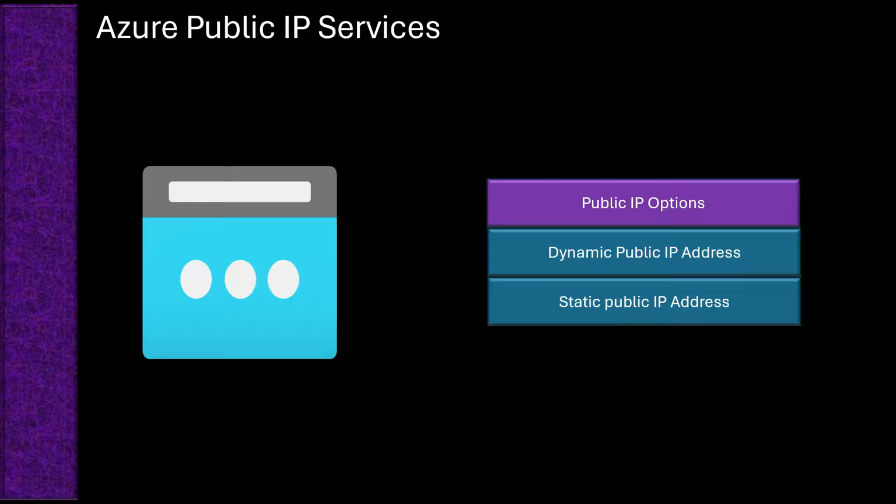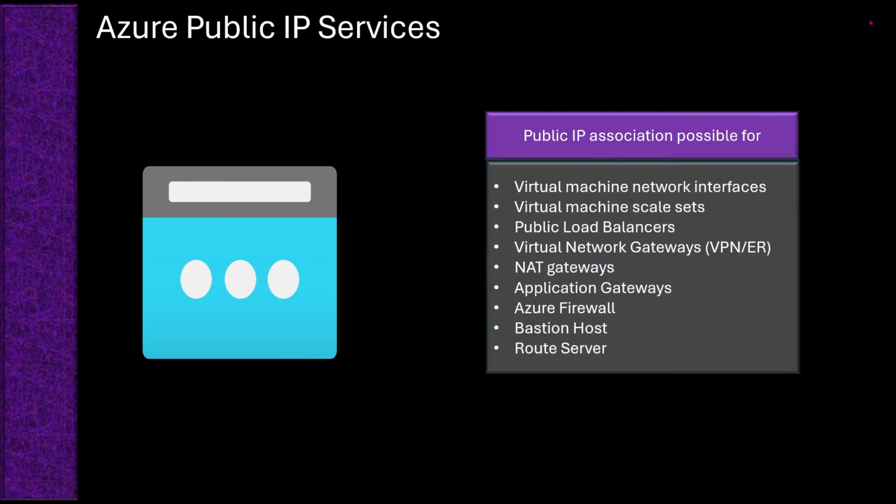Choosing between static and dynamic IPs depends on your requirement. Use static IPs for services needing a permanent address and dynamic IPs when a fixed address isn't essential. You can only associate public IPs with a few Azure resources, which include virtual machine network interfaces, virtual machine scale sets, public load balancers, virtual network gateways, NAT gateways, application gateways, Azure Firewall, Bastion host, and the route server.